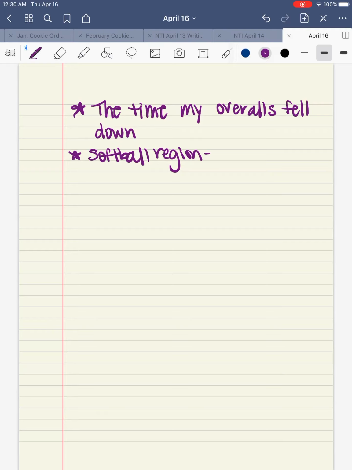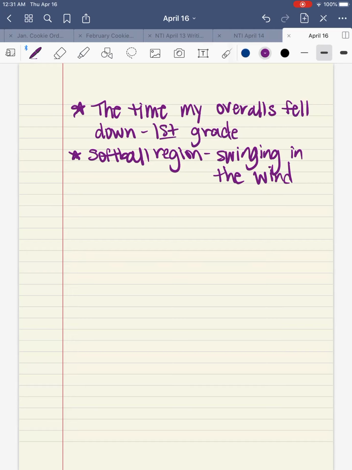But anyway, yeah, softball region, swing. We'll just say swinging in the wind. Okay. I'm going to clarify this one. That was in first grade when my overalls fell down. And I'm sure there are other ones, but for the sake of time.